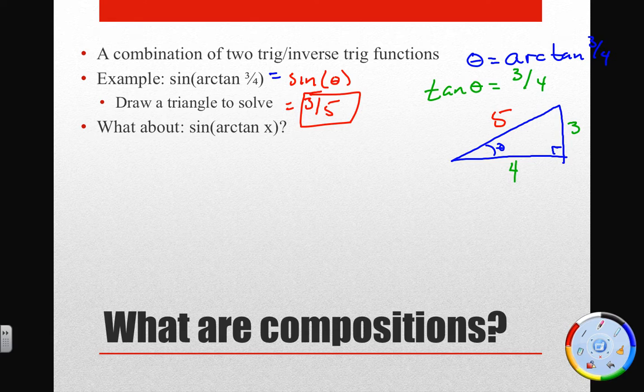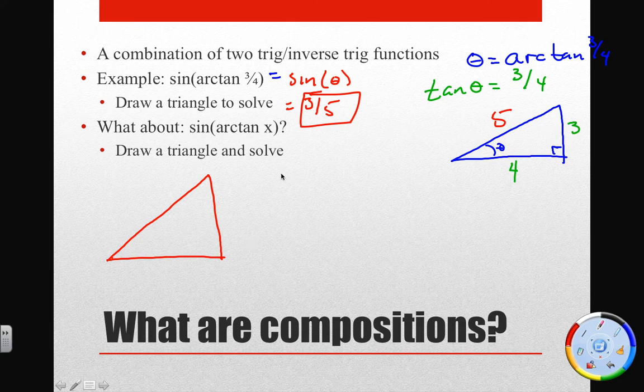So let's try again. Let's go to sine of arctan of x. Now this makes it a little bit more challenging because we have a variable instead of a number, but the process is still the same. We're going to draw a triangle. So now we have theta is equal to tan inverse of x, which means the tangent of theta is equal to x over 1. So we put our theta in here. Tangent is opposite over adjacent.